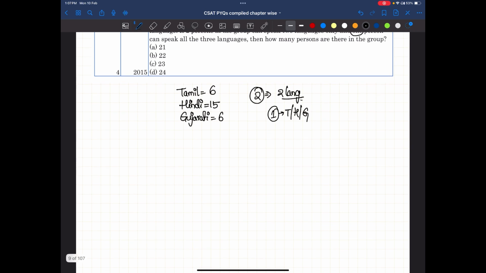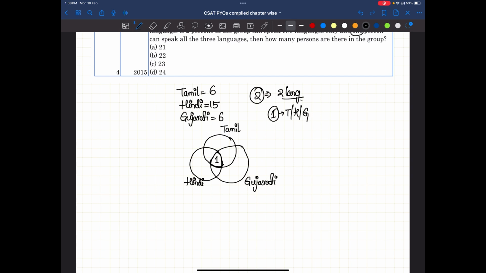Now we'll solve this question by using Venn diagrams. See, we'll make 3 circles like this. This is Tamil. This is Hindi. This is Gujarati. Now this part is the intersection of all the 3 circles. That means whoever is present in this part knows Tamil, Hindi and Gujarati. From the question we can find that there is only one such person. So we'll write number 1 here.